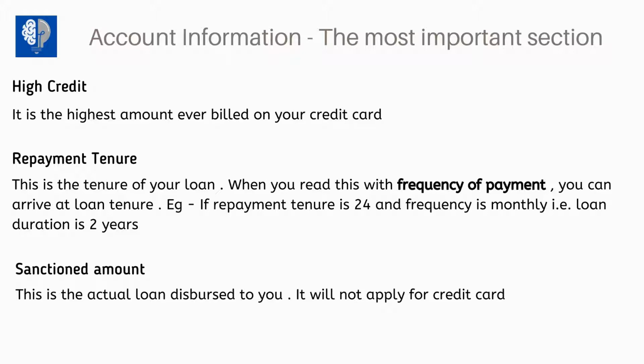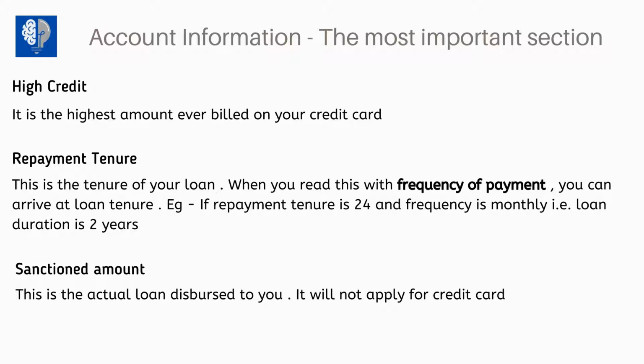Now high credit is the highest amount ever billed on your credit card. So suppose you are using the credit card from the last 1 year, and in the last 1 year, because you pay it monthly, the highest ever bill which you have paid on your credit card is 2 lakhs. So 2 lakhs will be in the field of high credit. That is the highest amount billed.